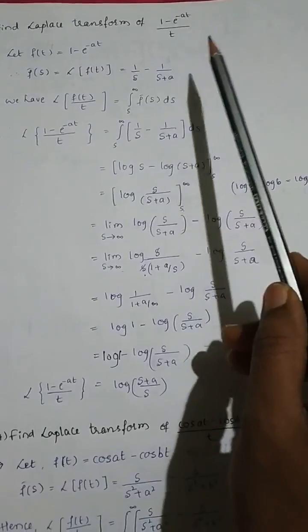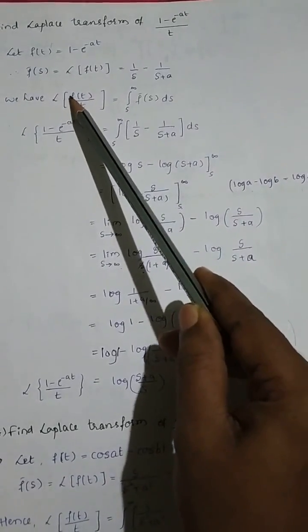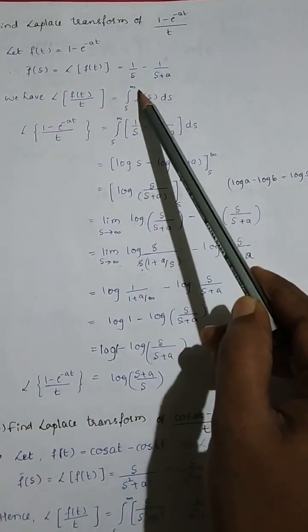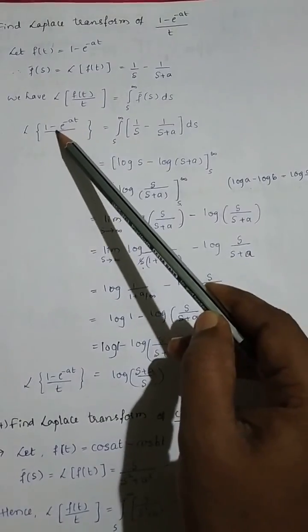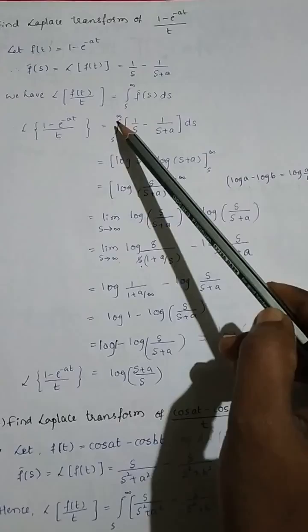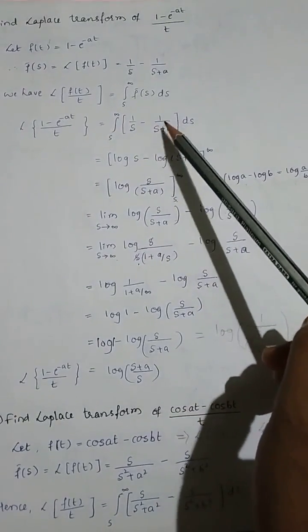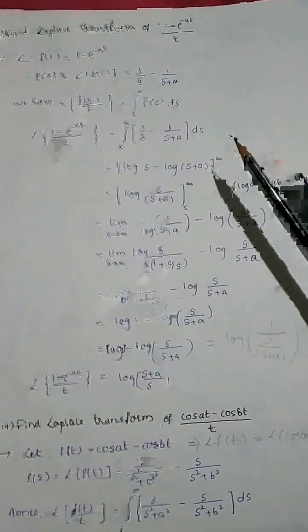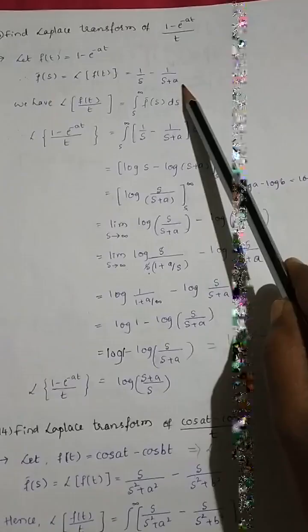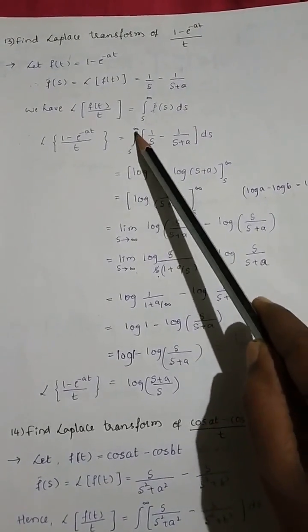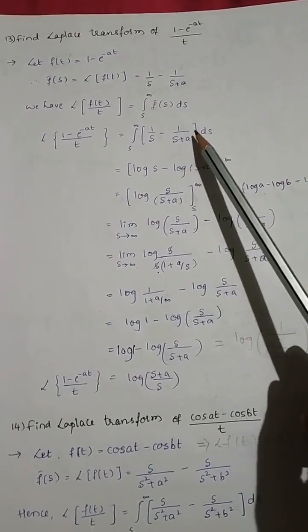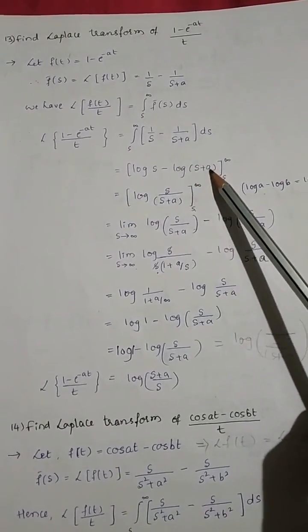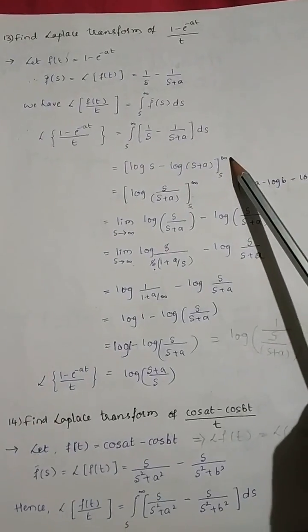Next, we need to find the Laplace transform of the given function. We have the third property: L of f of t by t is equal to integration s to infinity f bar of s into ds. That is, the Laplace transform of the function 1 minus e raised to minus at upon t is integration s to infinity of 1 by s minus 1 upon s plus a into ds. Integrating this f bar of s with respect to s between the limits s to infinity, the integration of 1 by s is log s, minus the integration of 1 upon s plus a, which is log of s plus a, between the limits s to infinity.